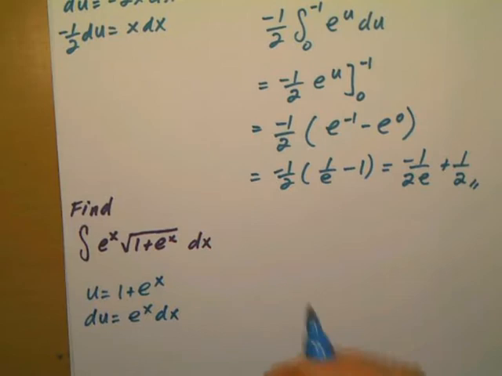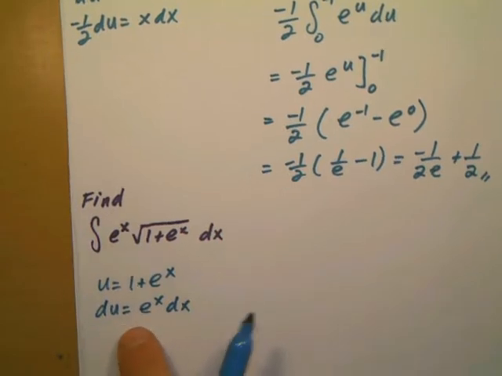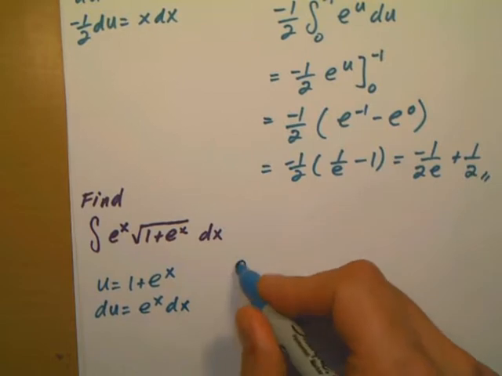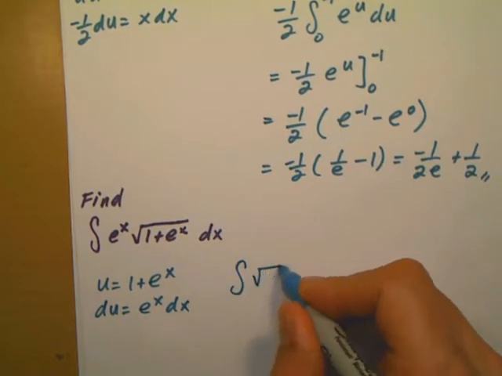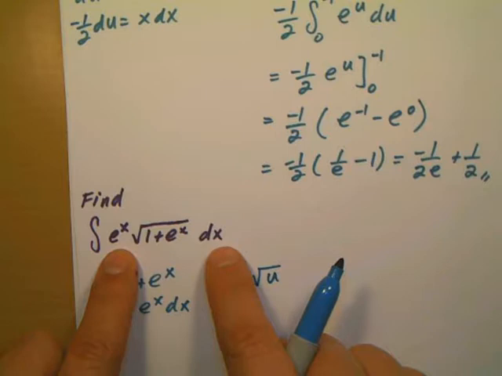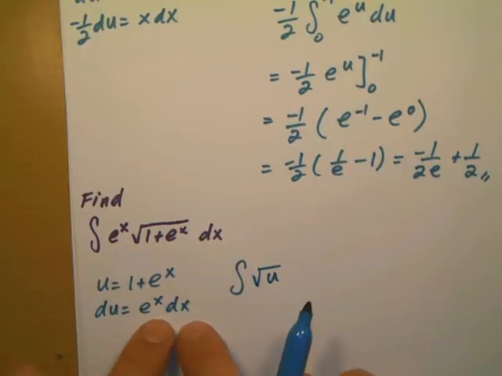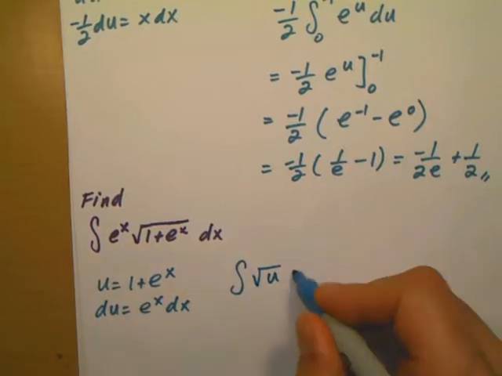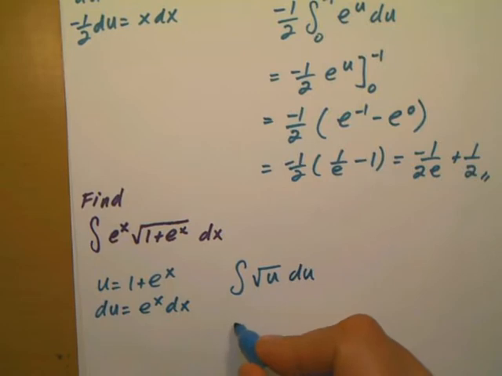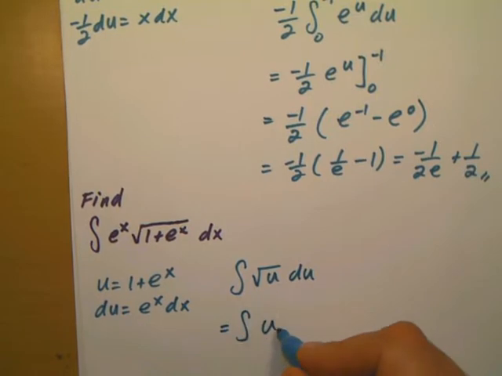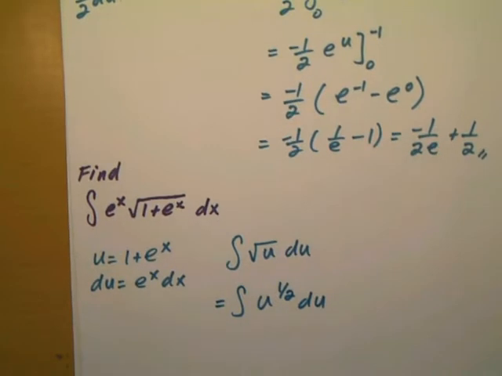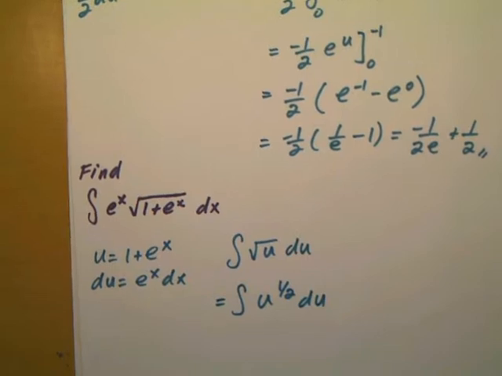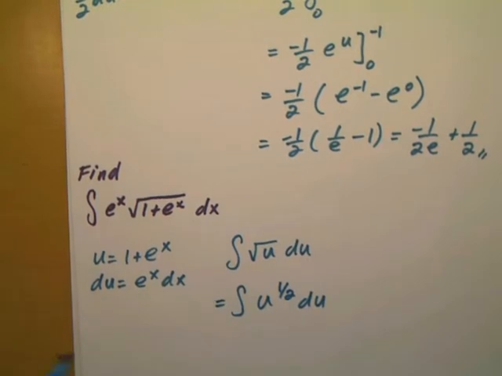And so I can simplify this. There's no need to multiply or divide by a constant. It's already pretty much set up for me. I can just put this as the square root of u. e to the x and dx are going to both get replaced with just du. And then I can write this for the power rule as u to the 1/2 du. I don't have to do a logarithm or anything like that because this has a power rule.